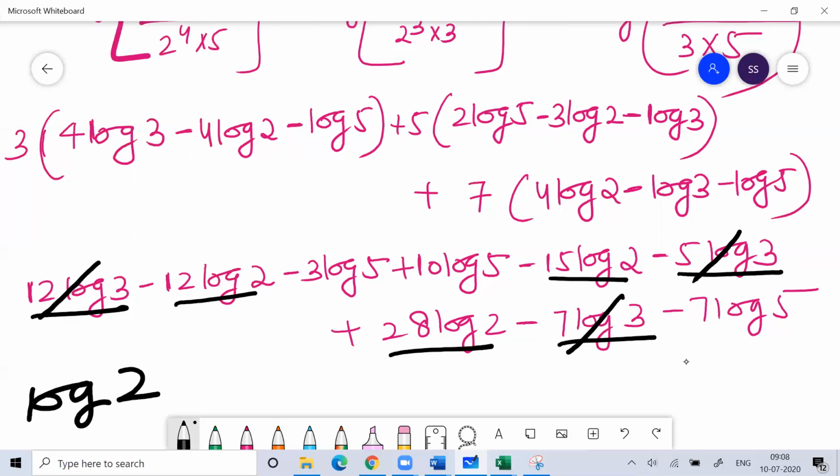Then if you compare with log 5, this is minus 3 log 5 plus 10 log 5, which means plus 7 log 5. So plus 7 log 5 minus 7 log 5 means it will get cancelled. The final answer is log 2. That is it.